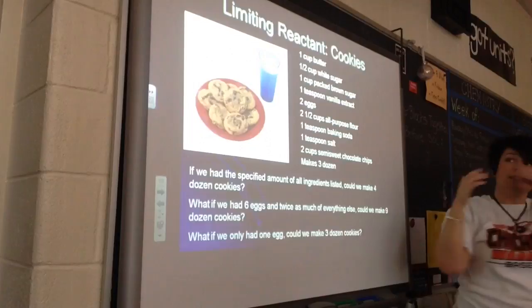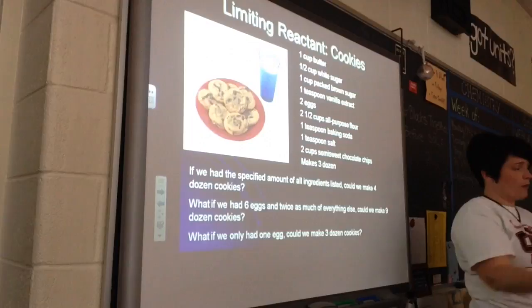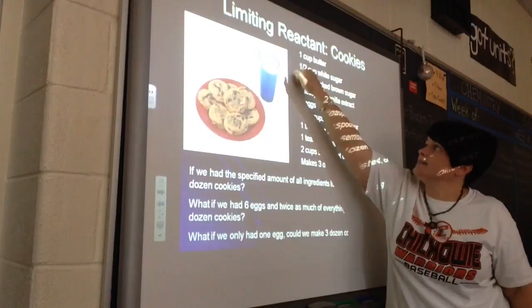We said it's all about ratios. How many of this compared to how many of this, and then we can figure out from there how many grams, how many liters, whatever. Okay? It's all about ratios. These numbers are like the mole ratio that is inside a balanced equation.